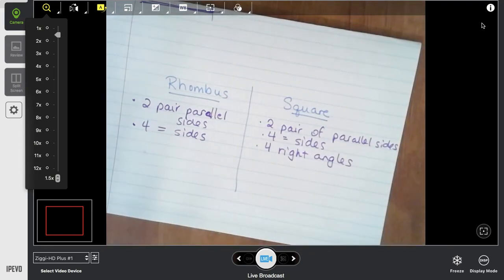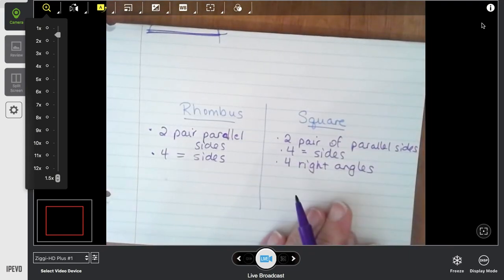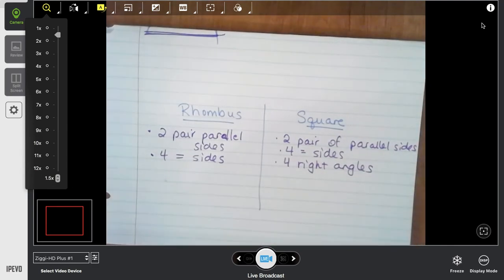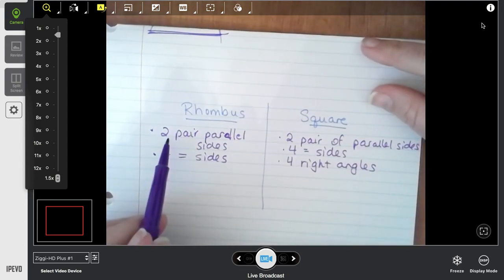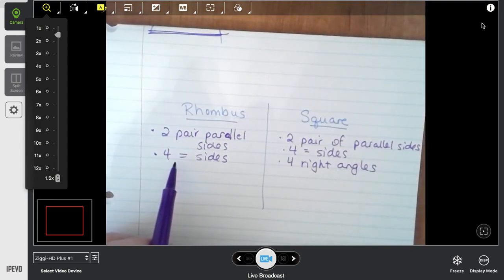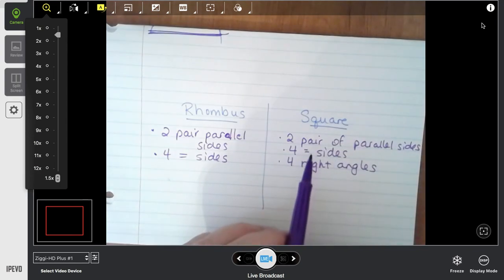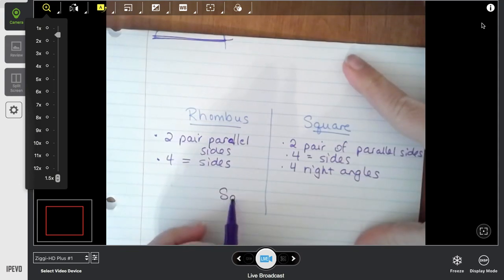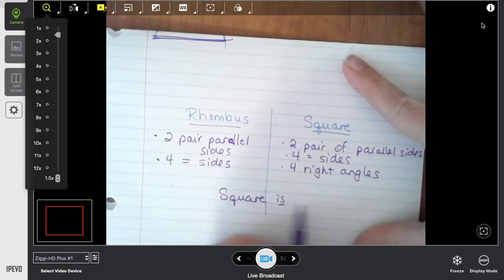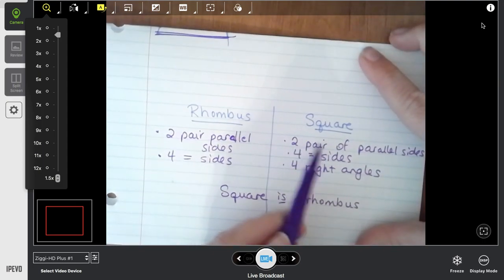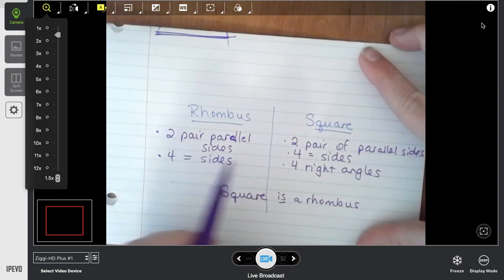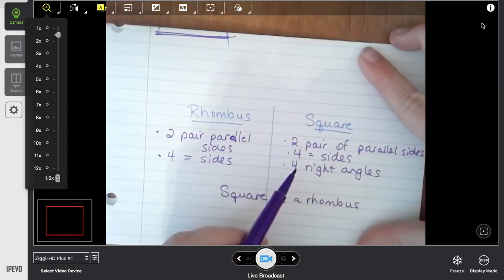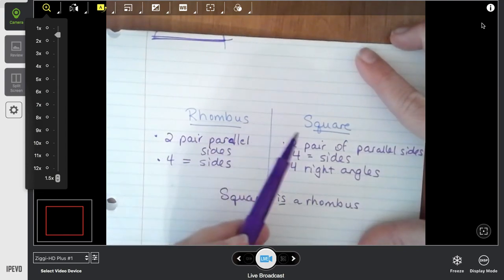Okay. So now if we want to say a rhombus is a square or a square is a rhombus, we have to look at the qualities and the properties of these shapes. A rhombus has to have two pairs of parallel sides and four equal sides. Does a square have two pairs of parallel sides and four equal sides? Yes, it does. So a square is a rhombus. If it has the properties that a rhombus has to have, then it becomes a rhombus as well.